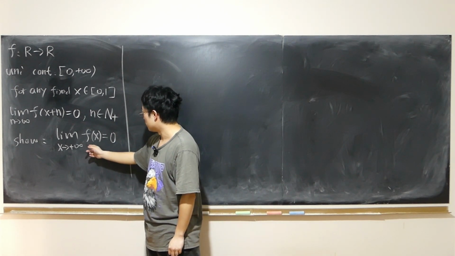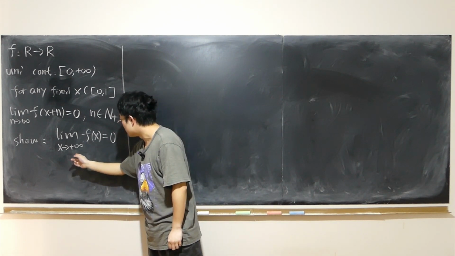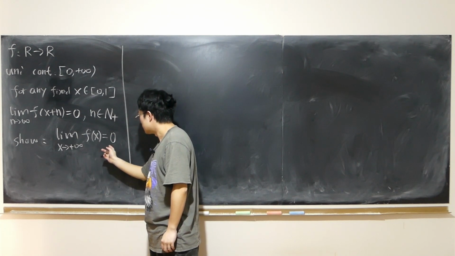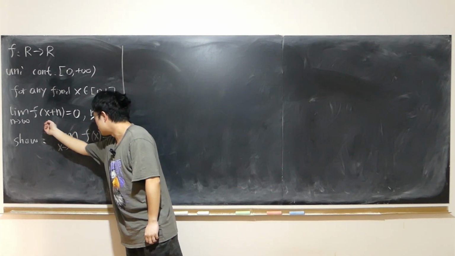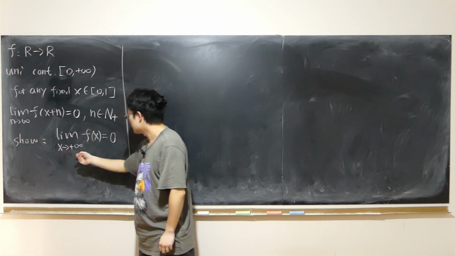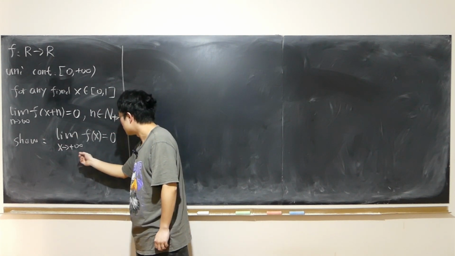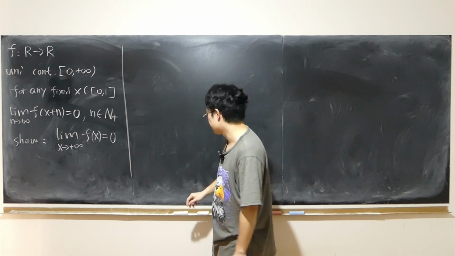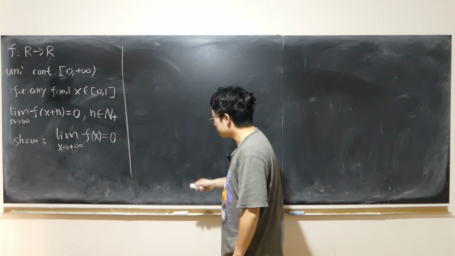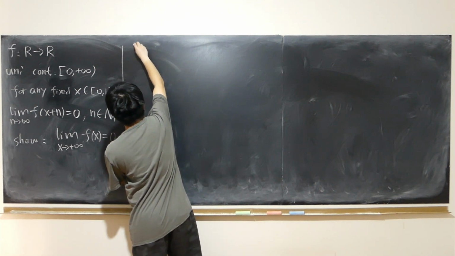Show that the limit of f of x as x approaches positive infinity equals 0. Notice that here the limit is a discrete version because n is a natural number. Here the limit is a continuous version because x is continuously approaching positive infinity. So first of all, I'll demonstrate a wrong method.